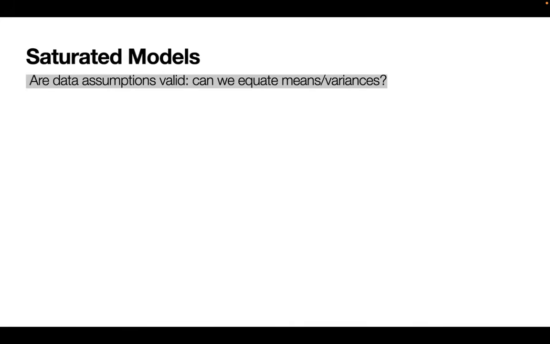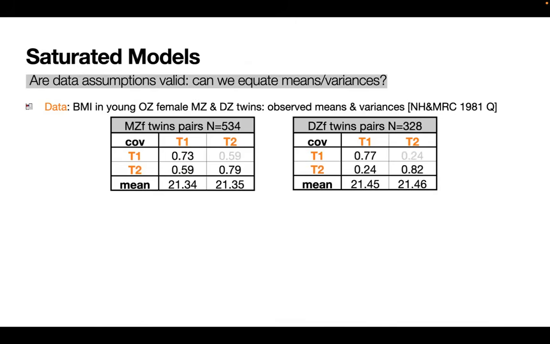So how are we going to test whether our data assumptions are valid, or whether or not we can indeed equate means and variances both across twin order and zygosity? We do this with what we call saturated models, in which we estimate freely all possible means and variances. So how do we go about this? First of all, our example includes data on BMI in young Australian female twin pairs, coming from the NH&MRC 1981 questionnaire.